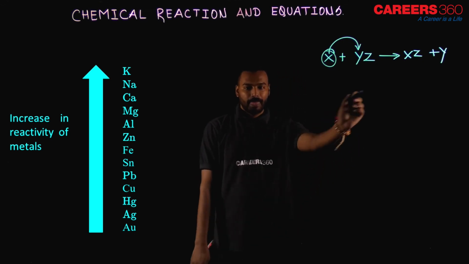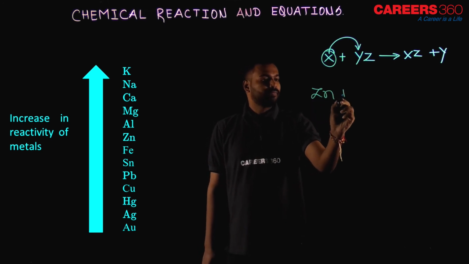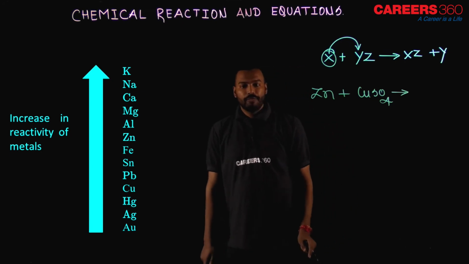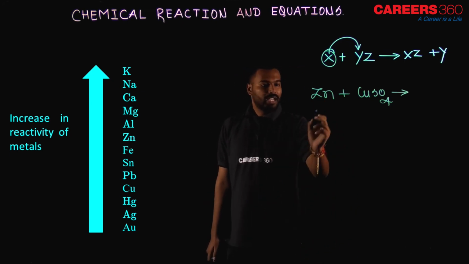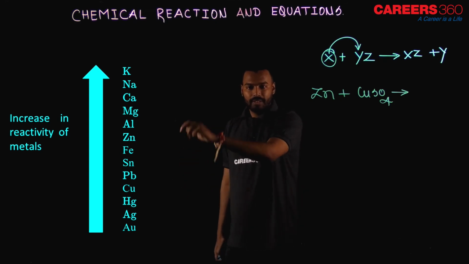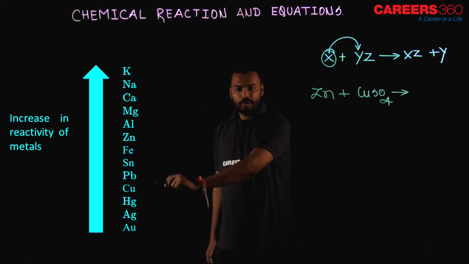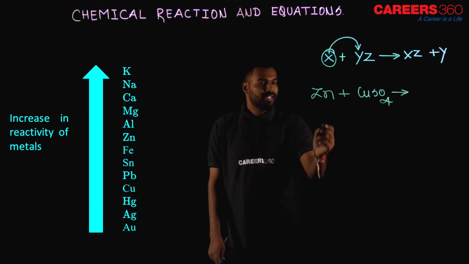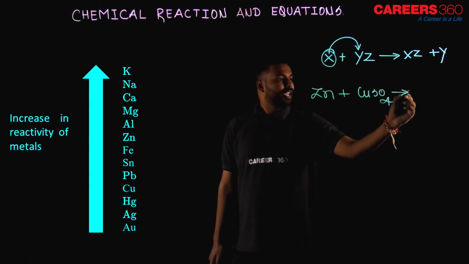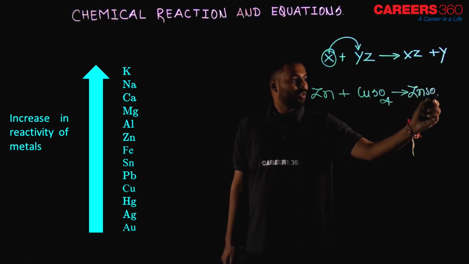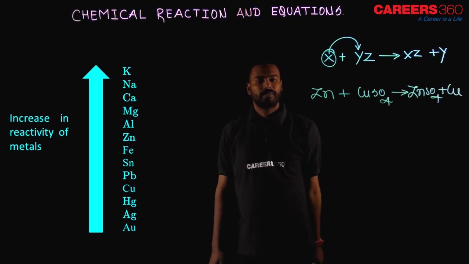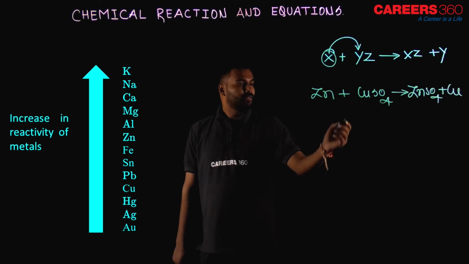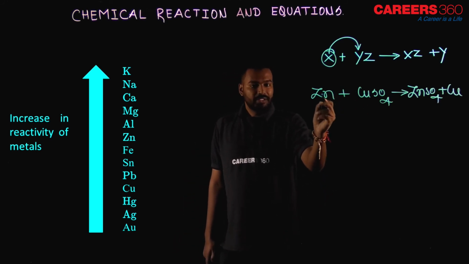Now you tell me, guys, if I write Zn plus CuSO4, confirm from the series who is more reactive, zinc or copper. Can you see zinc and copper? There is a huge difference. Zinc is more reactive than copper. So yes, zinc can replace copper easily, and then it forms ZnSO4 plus Cu. Why did Zn replace Cu? Because Zn is more reactive than Cu.